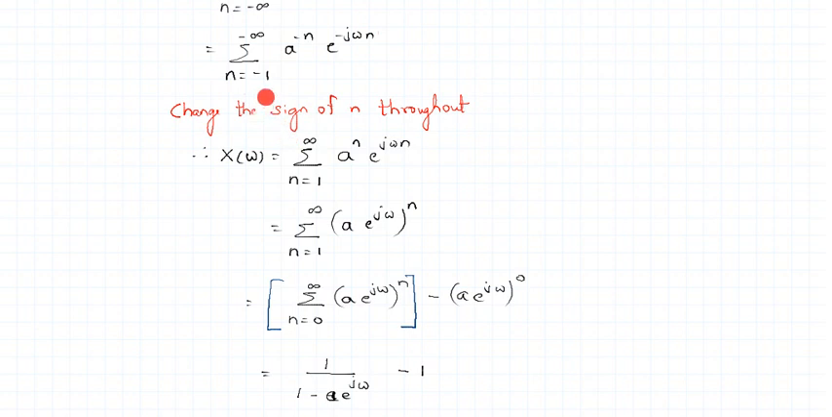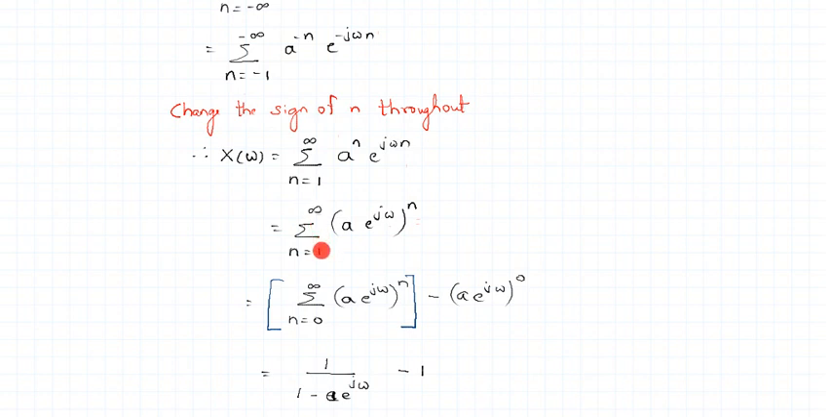So when we do that modification, we get the limits as 1 to infinity. A raised to minus n becomes a raised to n. E raised to minus j omega n becomes e raised to plus j omega n. So we have changed the sign of n throughout. Now we can collect the terms and write it as a e raised to j omega with a power raised to n. Again, to fit it into the identity, we know that the identity should go from 0 to infinity.